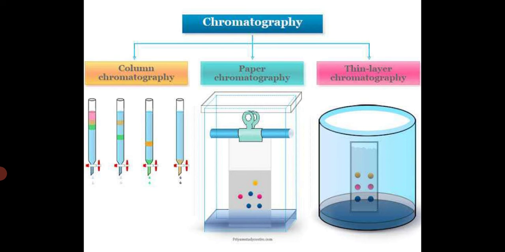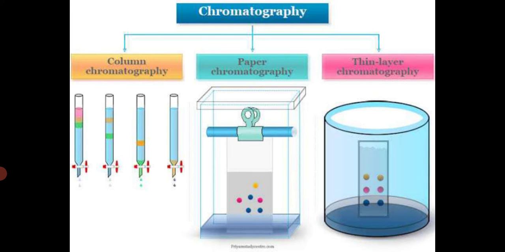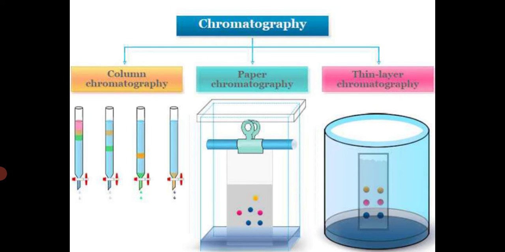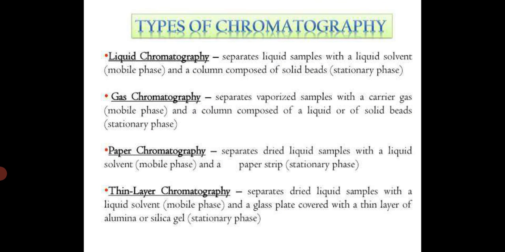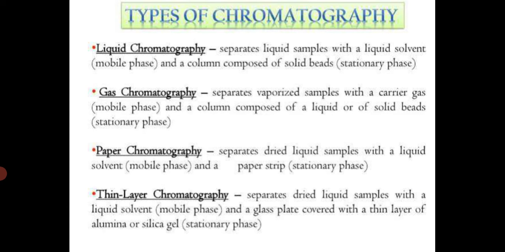The next question: here we can look at the images of column chromatography, paper chromatography, and thin layer chromatography. Liquid chromatography separates a liquid sample with a liquid solvent, that is the mobile phase, and a column composed of solid beds, that is the stationary phase. Gas chromatography separates vaporized samples with a carrier gas, that is the mobile phase, and a column composed of liquid or solid beds, that is the stationary phase.